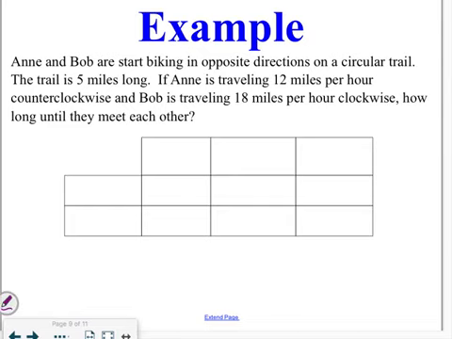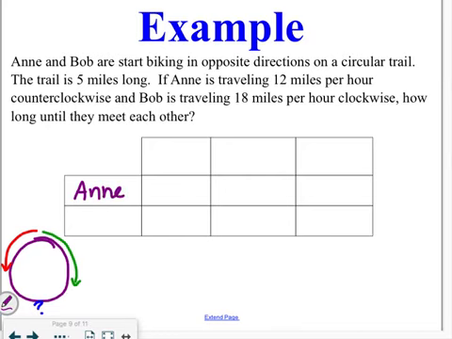So what we know here is we've got our circular trail. The whole thing is 5 miles around. Ann is going counterclockwise, and Bob is going clockwise, and we're trying to figure out where they're going to meet up with each other. So, in order to use the box here, we have our two people, Ann and Bob, or whatever two things you are combining. And then up top, we are going to be using our formula. Remember, you want to be able to multiply in the middle to get the final answer.